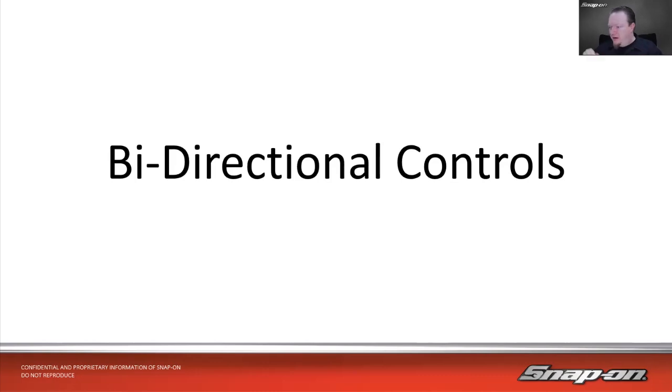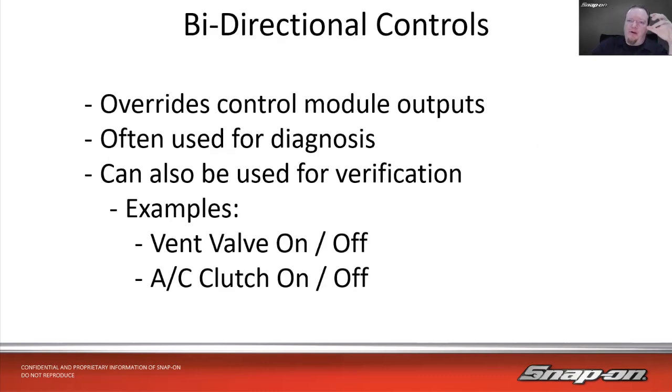The first one here is bidirectional controls. What a bidirectional control is going to do is override control module outputs. Like I said, solenoids, relays, anything the computer controls to turn on and off or open and close, a pulse width modulated signal, something like that. It's often used for diagnosis. I want to see, can the computer command this relay on, even if it says it's not working? Or my vent valve, is it turning on and off? Or is it a problem in the circuit? So we can see whether or not the computer can actually command it, and that'll allow us to know what part of the circuit it's in.